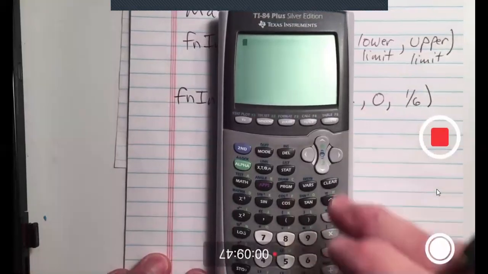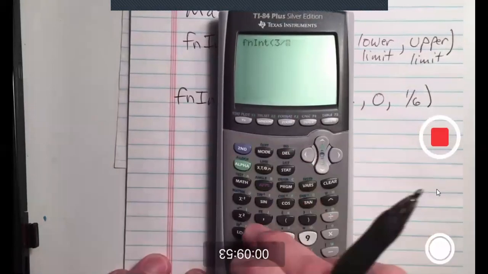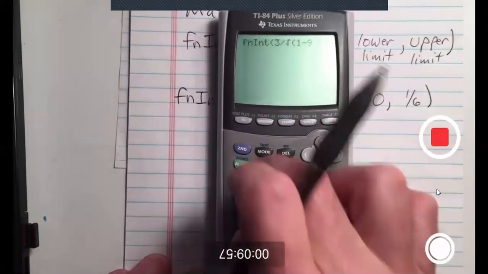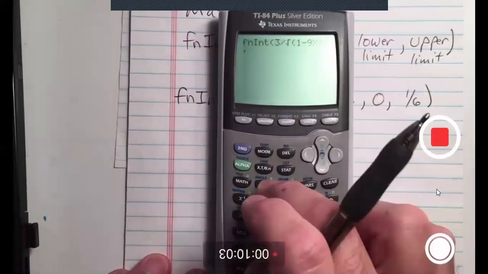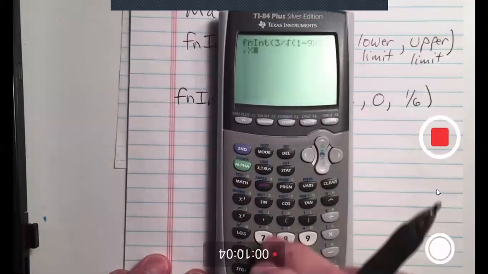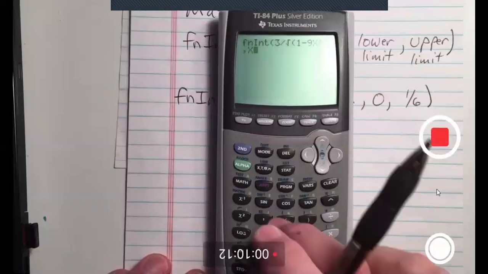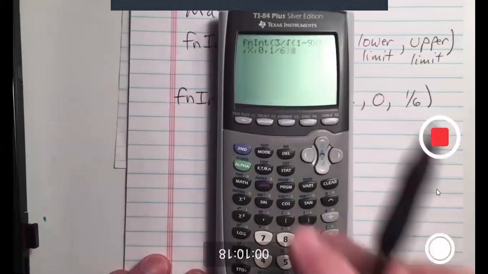I'm going to clear off and just start stress. Math 9. The formula is 3 divided by, then I hit square root, 1 minus 9x squared, close, comma x, and the comma, by the way, is above 7. There's the comma. Comma, the lower limit was 0, comma again, the upper limit is 1 divided by 6, and close parentheses.